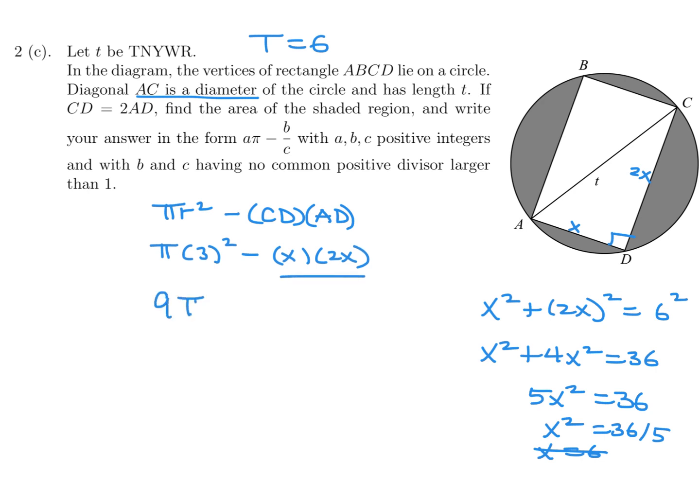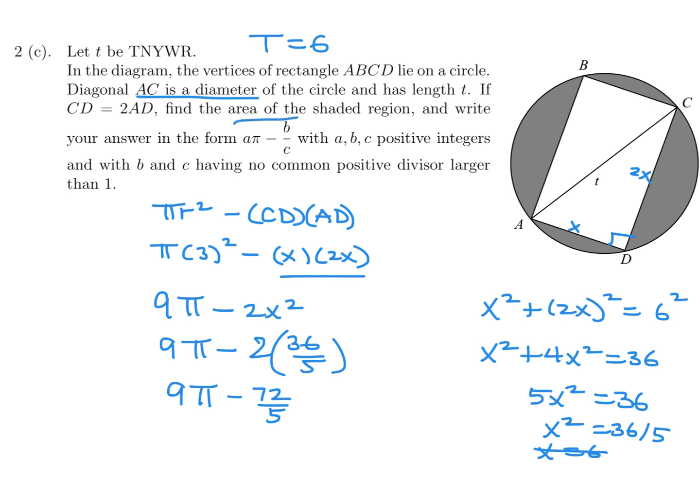So this is 9 pi minus 2x squared. And then we can substitute that x squared, 36 over 5. And that's going to be 9 pi minus 72 over 5. And I think that's what they wanted. They wanted it in this form. So there you go: 9 pi minus 72 over 5.